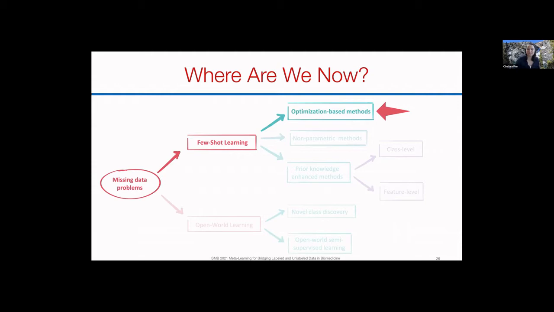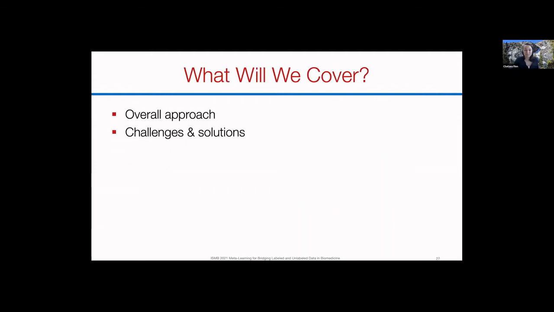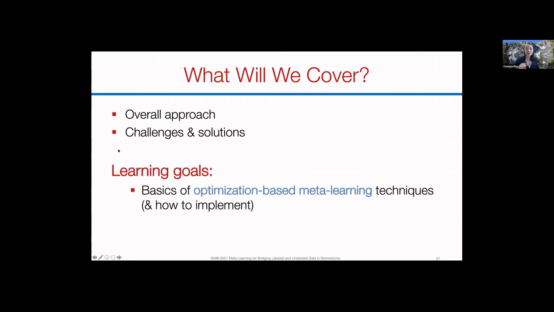Okay, so in particular, we're going to cover the overall approach and some of the challenges and solutions with this approach. The goal of this section will be to cover the basics of optimization-based meta-learning, including how to implement these algorithms.